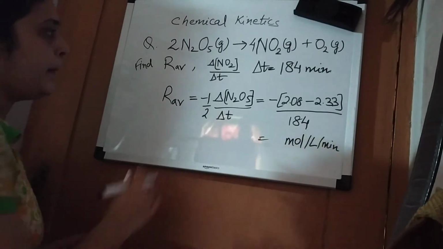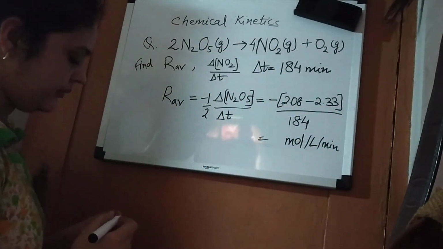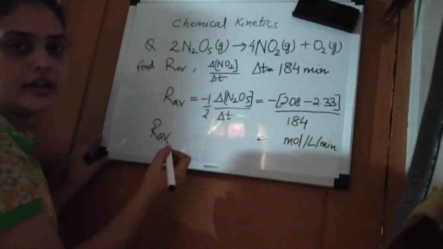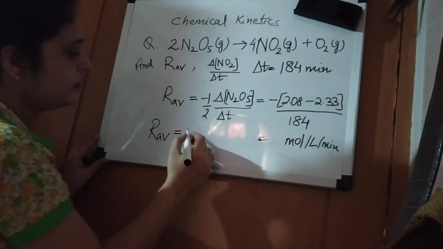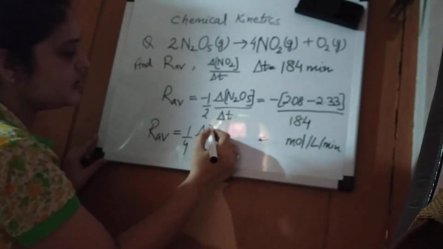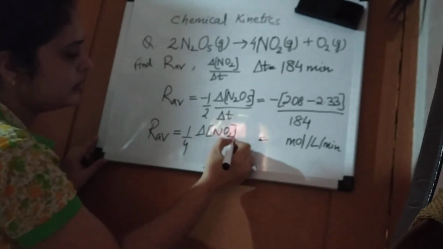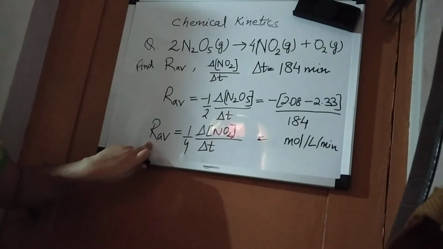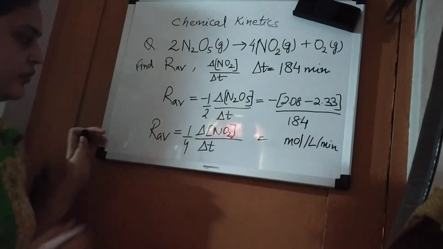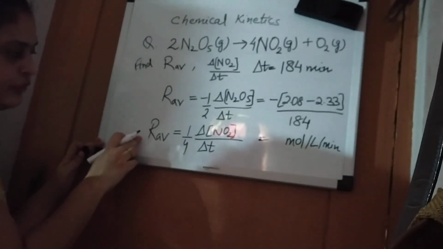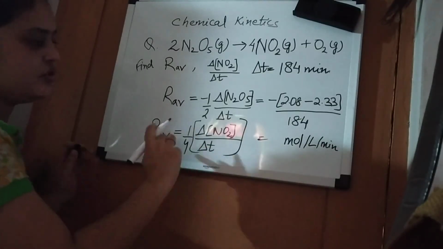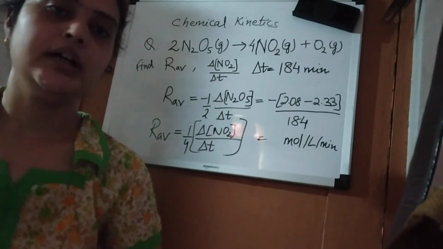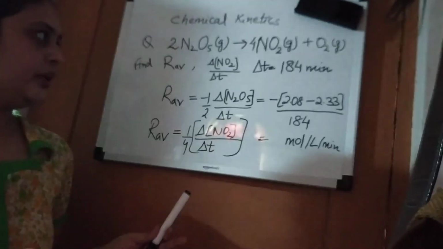Now how do we find the rate of change of NO2 over time? The average rate of reaction is also equal to 1 by 4 of the change in NO2 upon delta T. You know the average rate of reaction, so you just multiply it by 4 and you will get the change of NO2 over time. So this was all about chemical kinetics. I hope you understood all the topic. Thank you.